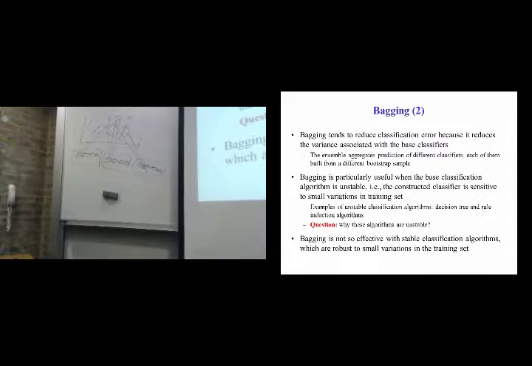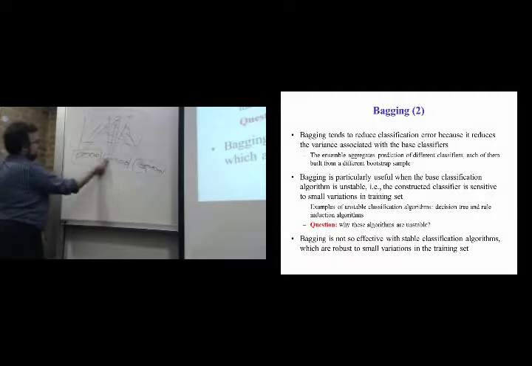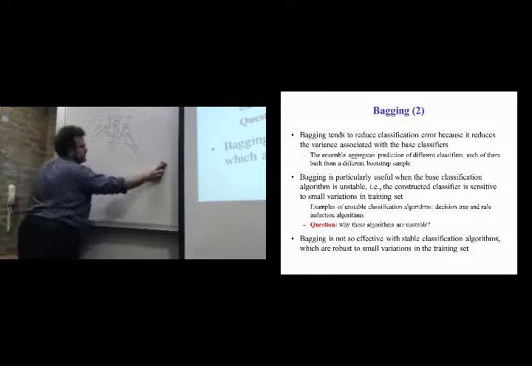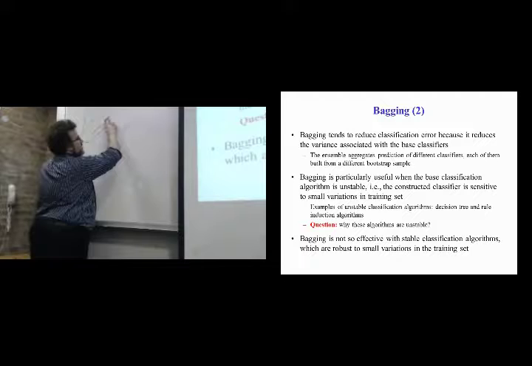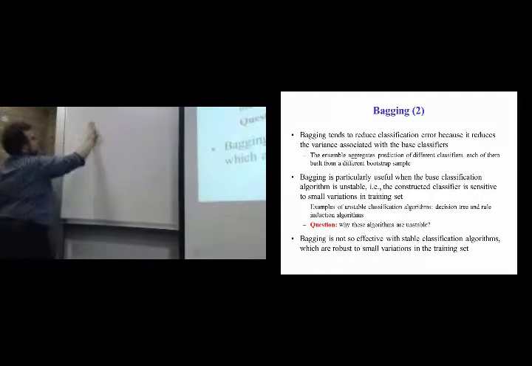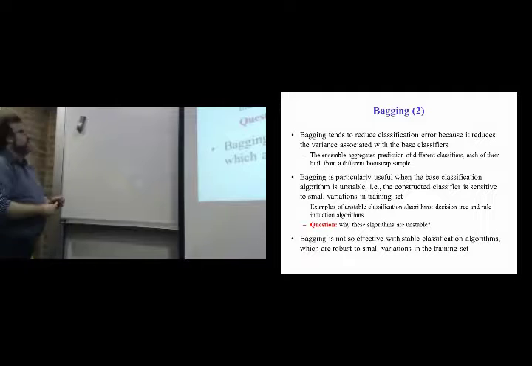So what does unstable mean? Well, an unstable classifier is one where it's very sensitive to the specific items that it's trained on. So if we think about a decision tree, that's an example of a classifier which is largely quite unstable. And the reason it's unstable is because of how it gets constructed, yeah?